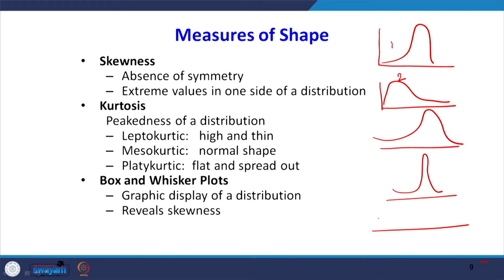Mesokurtic is a little flat this way. Platykurtic is very flat that way, flat and spread out. Then we can see the box and whisker plot. It is a graphic display of distribution. It reveals skewness. The application of the box and whisker plot is to check whether the data follow a symmetry, or what is the nature of the skewness of the distribution.